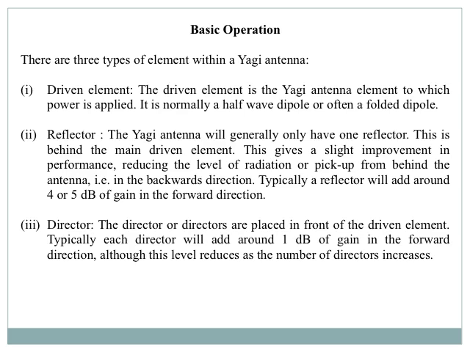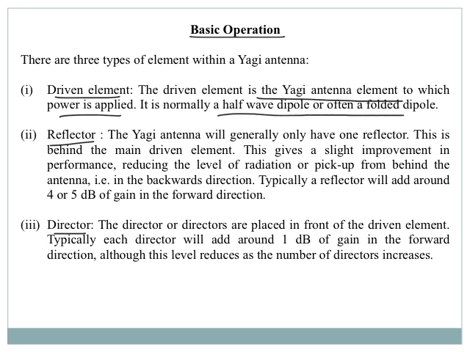Now let us know the basic operation of this Yagi-Uda antenna. As I just told, the three important elements of the Yagi-Uda antenna are the driven element, the reflector, and the director. The driven element is the antenna element to which the power is applied, and it is normally a half-wave dipole or often a folded dipole.